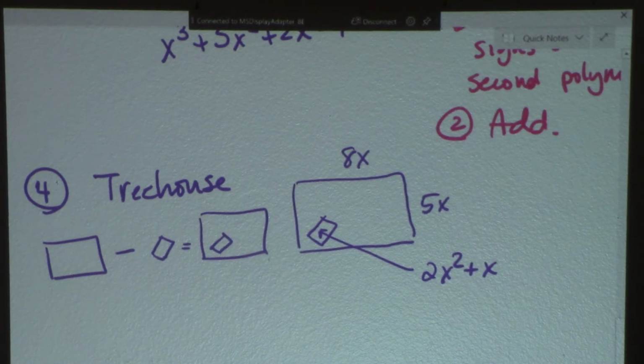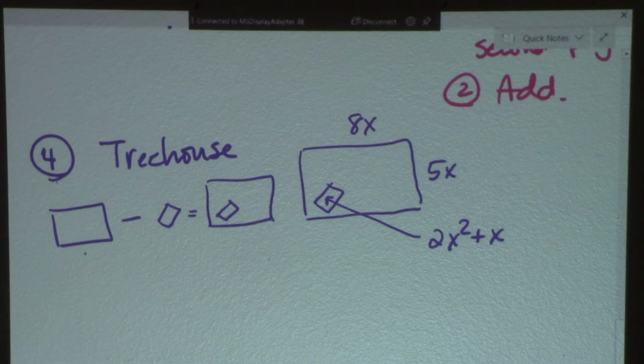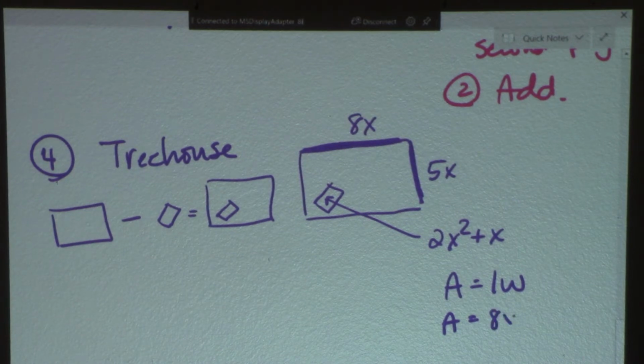So what does that represent? Well, I have a rectangle here. How do I find the area of a rectangle? Well, that is length times width. Okay, what do I have here? I don't just have numbers, I have terms with x's. That's all right. Instead of using just numbers, I'm going to do 8x times 5x. And if I multiply those together, I get 8 times 5 is 40, and x times x is x squared.